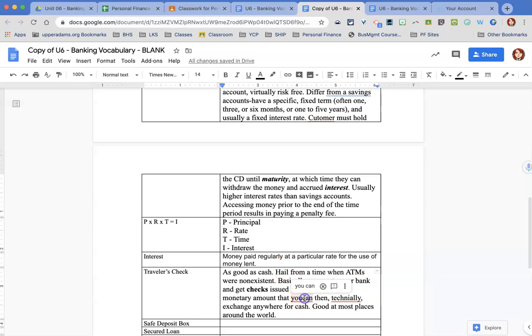Okay, so again, basically you go to your bank and get checks issued for a predetermined monetary amount that you can then technically exchange anywhere for cash. And it's good at most places around the world, so you could be traveling in Europe, or go to Egypt and ride the camels, and they would take traveler's checks. The most popular of the time were American Express traveler's checks.